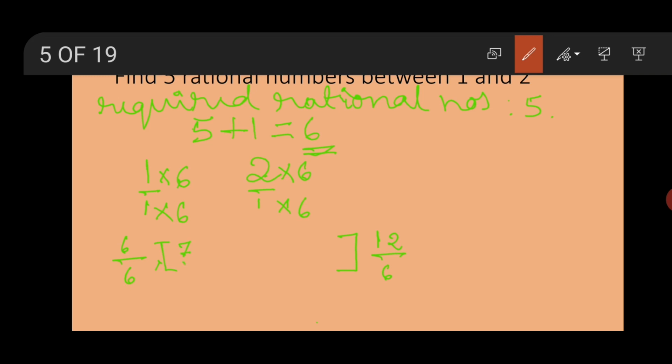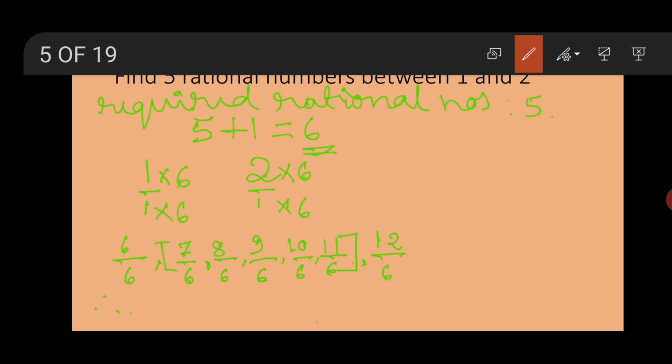Here we have to write the required rational numbers. What are those numbers? The rational numbers are 6 by 6 is over. The next number is 7 by 6. Further next number is 8 by 6. You know how to write these numbers. The next number is 11 by 6. The last number is written here, 12 by 6.